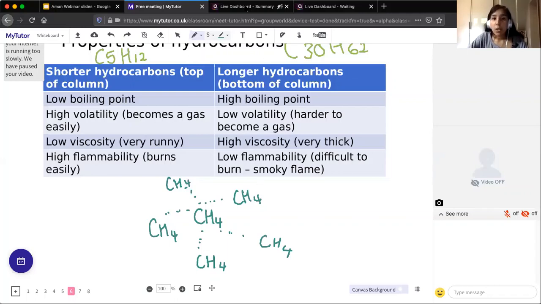Any questions on that? Any questions on the properties of hydrocarbons and the differences between short and long hydrocarbons? Because it's really important that we understand this and we can answer questions on it. They're quite common exam questions. They'll either give you two hydrocarbons to compare, or they'll ask you for the meanings of volatility and viscosity. So any questions that you have, please ask them, because I'm more than happy to answer them for you.